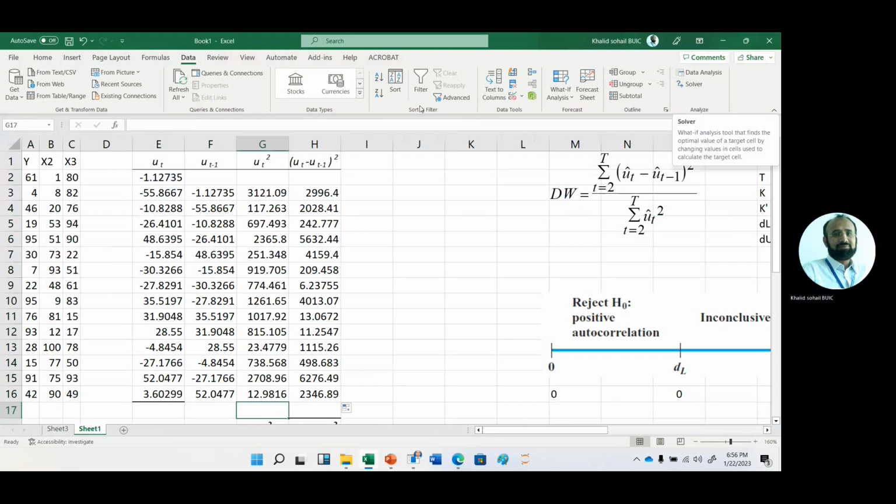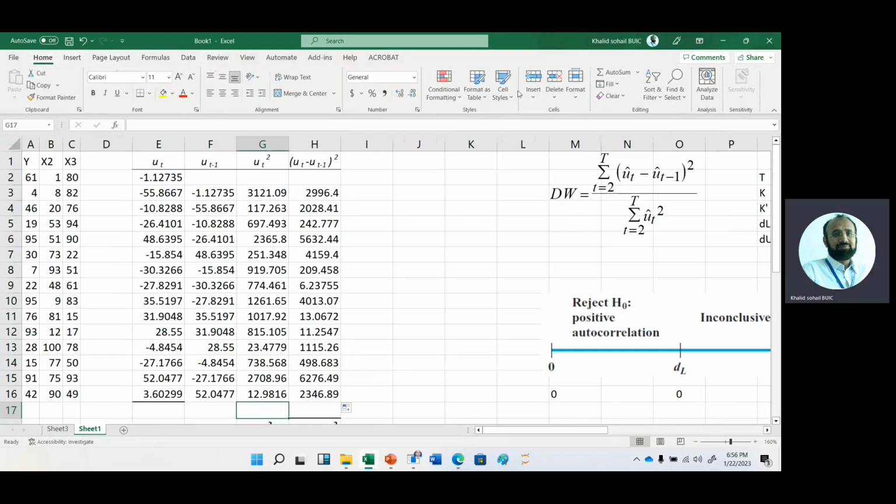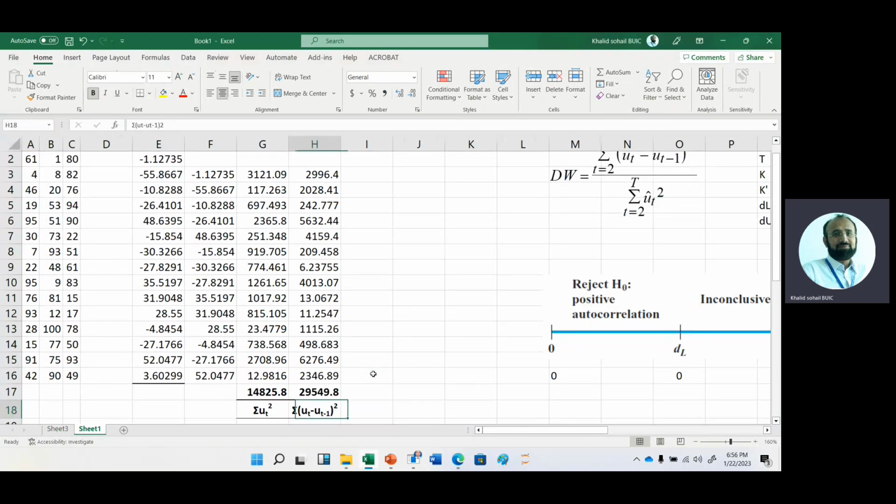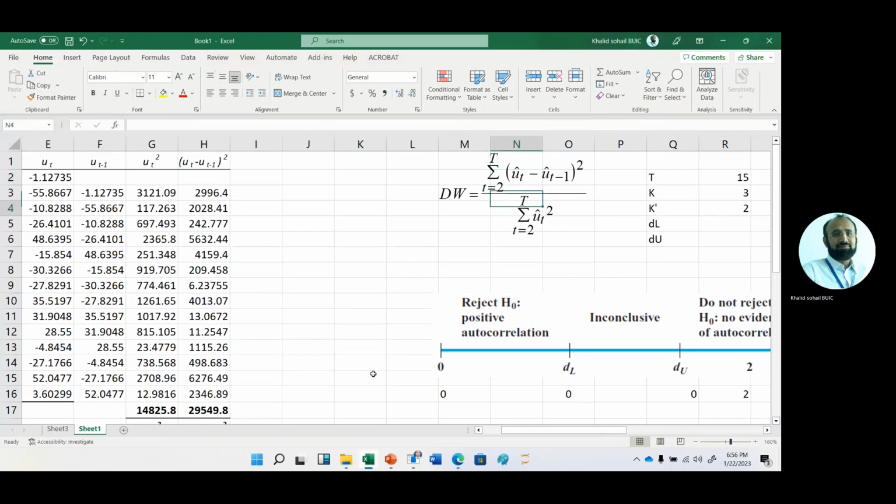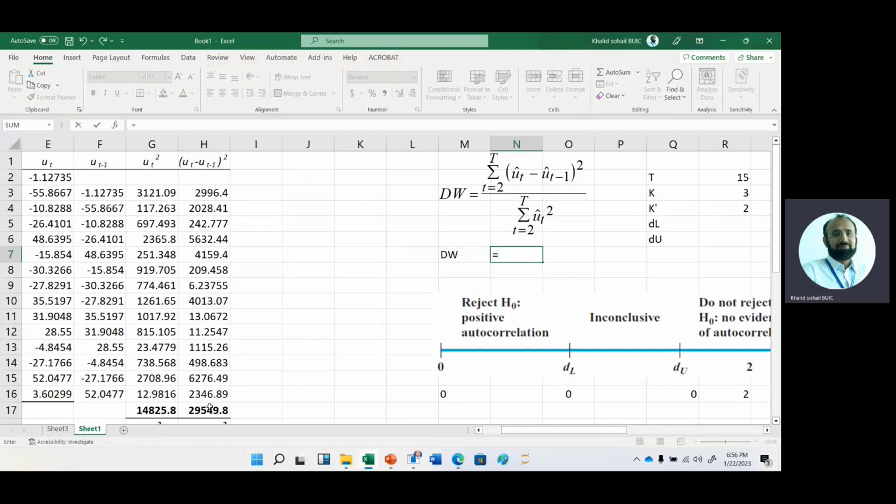You can sum by using the sum function. Just bold it. The first one is the summation of error term square, and this is the summation of error term minus its lag term, square. So here is the Durbin Watson test formula. Just divide this. This is your numerator divided by the denominator. The value is 1.9.